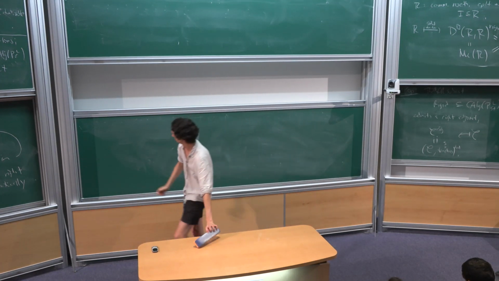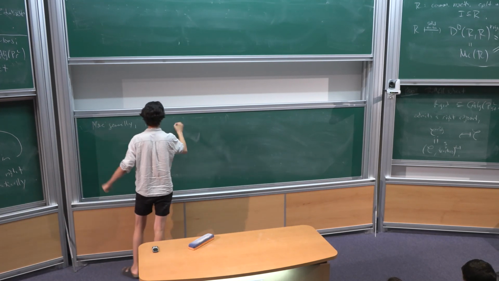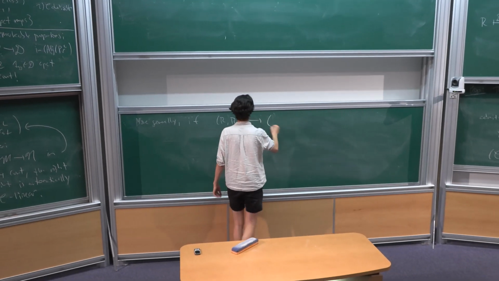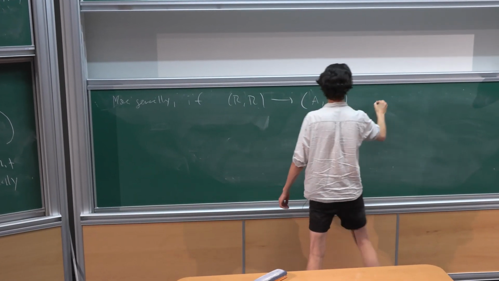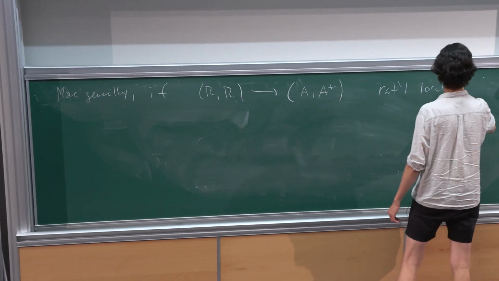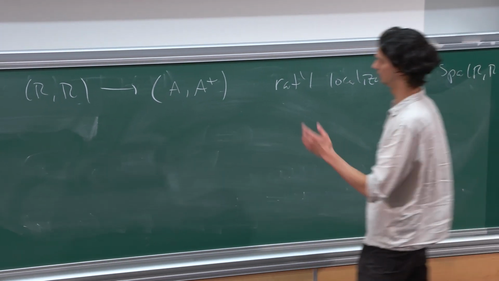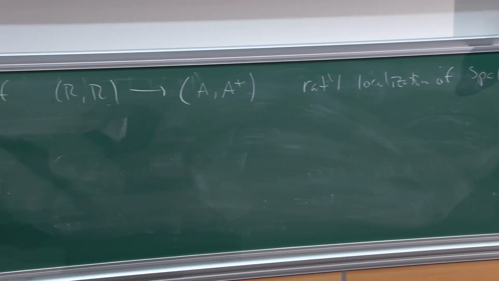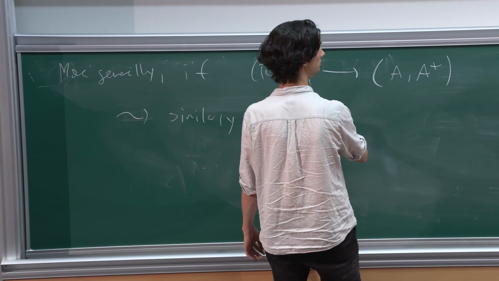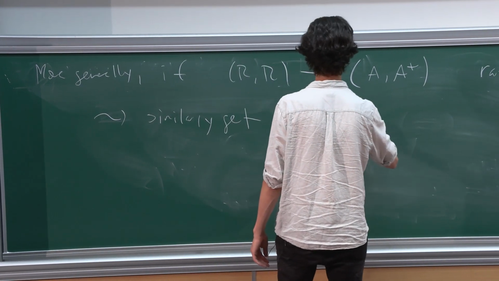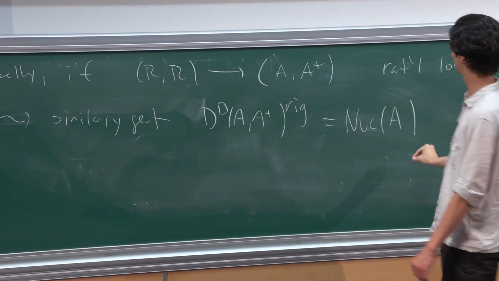And so more generally, let's say (A, A+) is a rational localization of Spa(R, R). We get a category similarly, D-solid A+, and then you rigidify, and this is Nuc A. Again, it doesn't depend on the second variable.